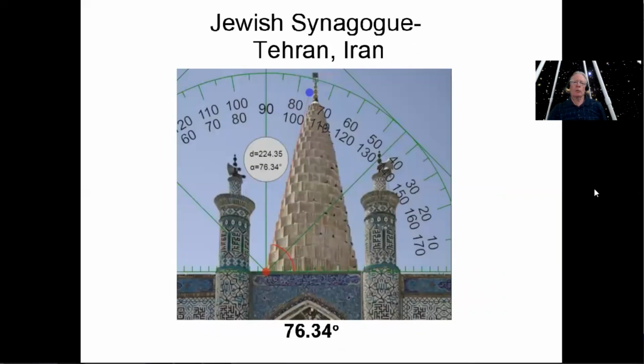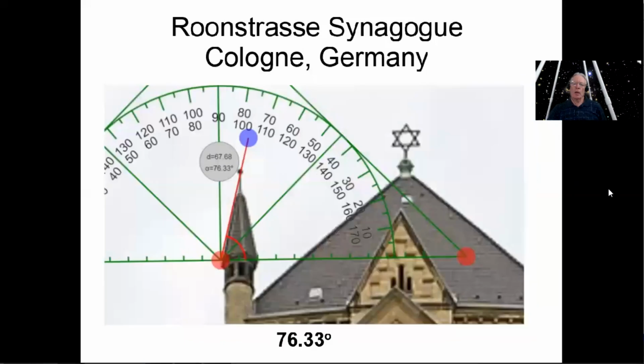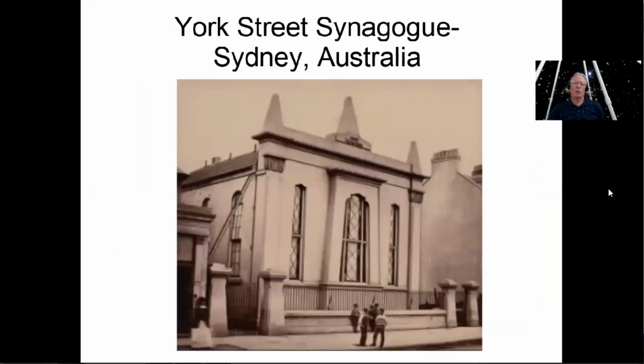Moving on to Judaism, here's a Jewish synagogue from Tehran, Iran, exhibiting this geometry. And here's one from Cologne, Germany, called the Roonstrasse Synagogue. You may not see it at first, but these 2 towers on top have that exact geometry of the Stargate Pyramid. Here's another synagogue from Sydney, Australia.